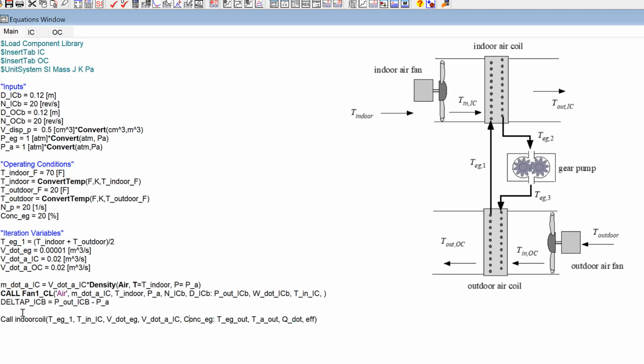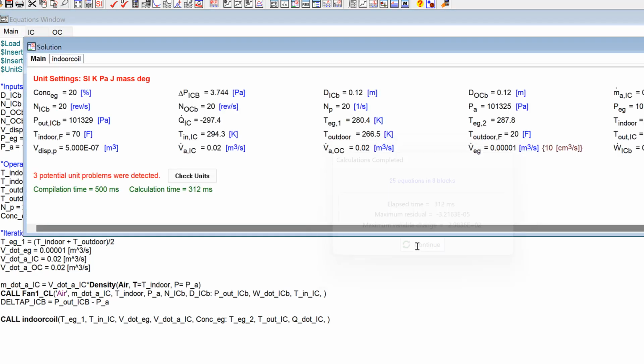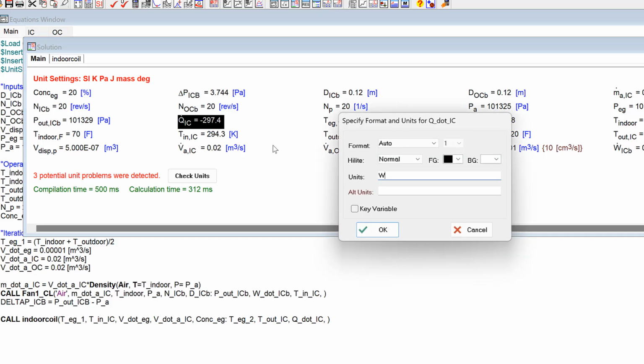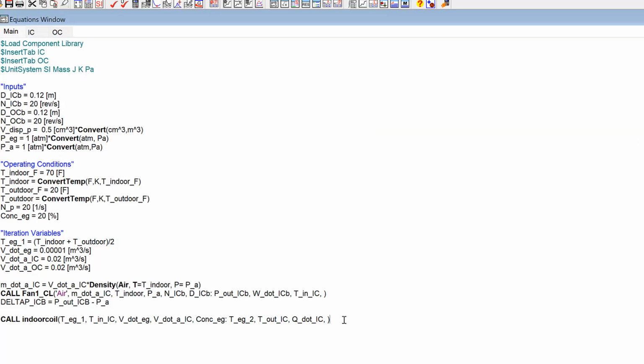Concentration, which I have, and it's going to give me back the outlet temperature, which is TEG2, and the outlet temperature on the air side, which I'm going to call T out IC. This is what I'm dumping out into the atmosphere. This is Q dot in the indoor air coil, and the effectiveness, if I'm interested in that, which maybe I'm not. So let's go ahead and call that. And yeah, here this is negative because it's going, in this case, from the air to the ethylene glycol. Okay, so I think that is working now.